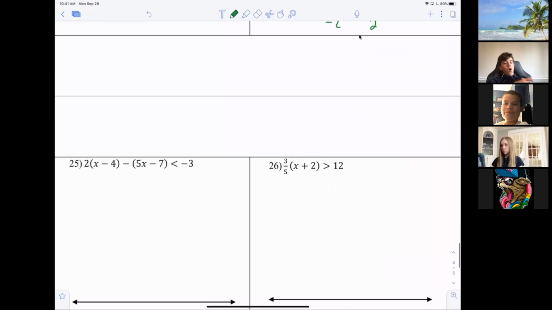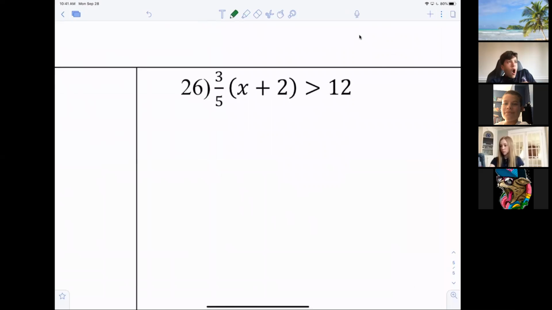All right, here we go. 26, giving you lots of practice with fractions. So how do I get rid of the 3/5? Multiply by the reciprocal, which is 5/3. What happens to the 3/5, Alden? Cancels out. So x plus 2 is greater than, what's 12 times 5/3? 20.